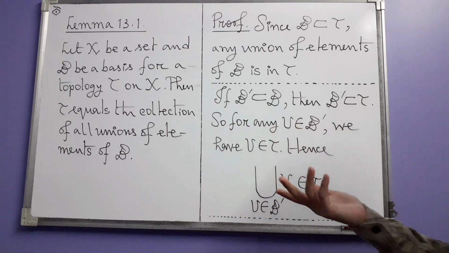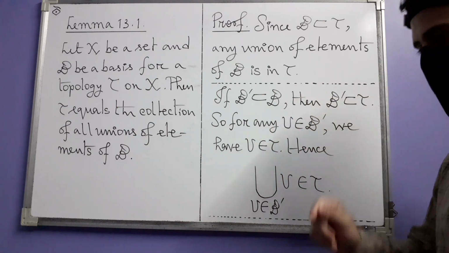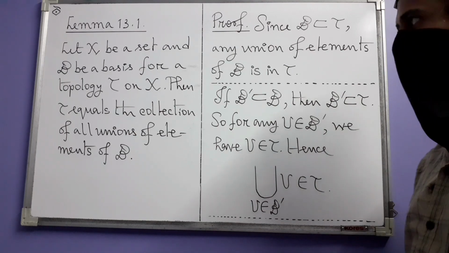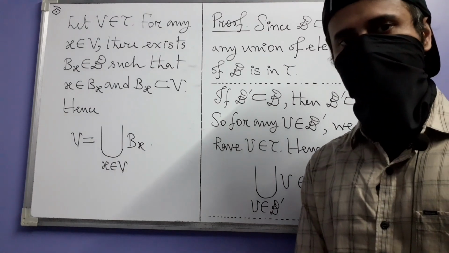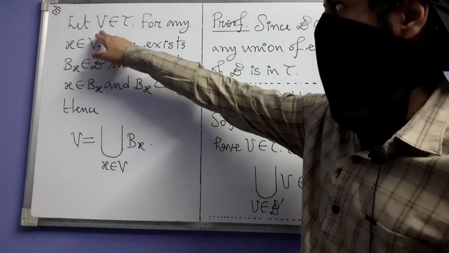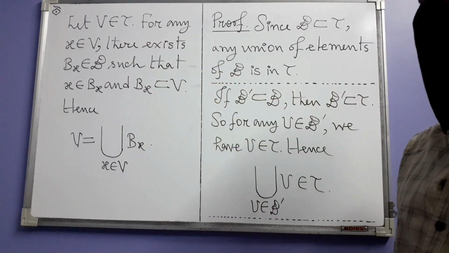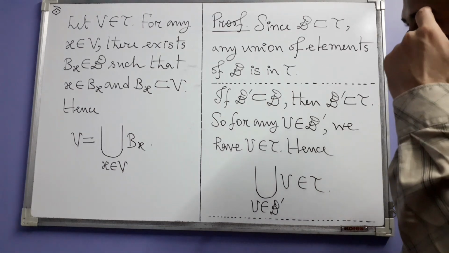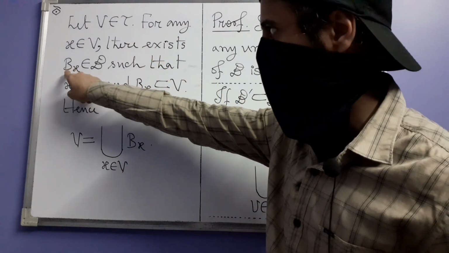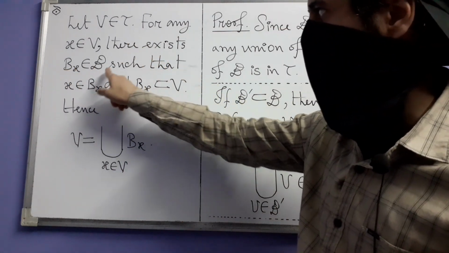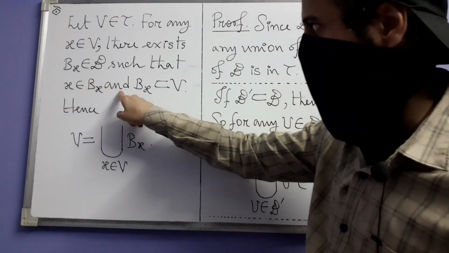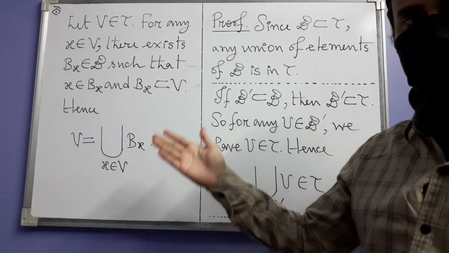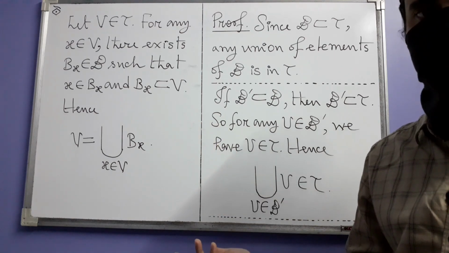Next we want to prove that any element in tau is equal to one such union. So in this second half of the proof we take any element V in tau. And now let us consider any point X in V. For any such point, there exists a basis element Bx in B which contains X and is itself contained in that open set. Why? Because that's what a basis does.